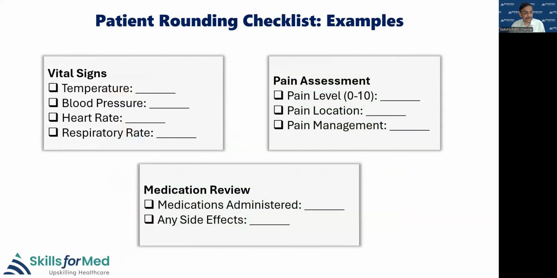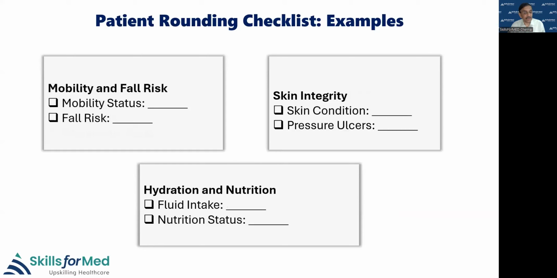So here is an example of a checklist. Vital signs, you tick that, and if you write it down, the pain assessment, where is the pain and what is the pain management, medication review, administered, any side effects, mobility and fall risk, skin integrity, hydration, and nutrition. So all these are entered in a systematic and formatted manner. So that is the systematic approach to rounding.